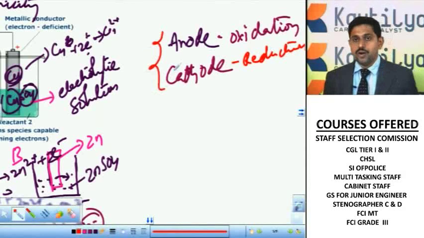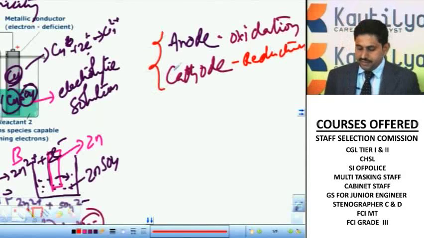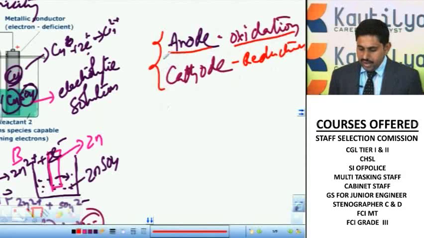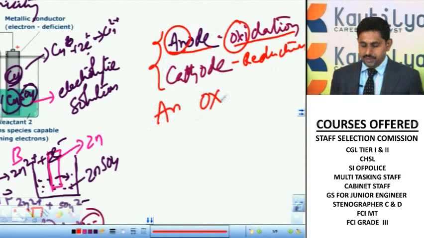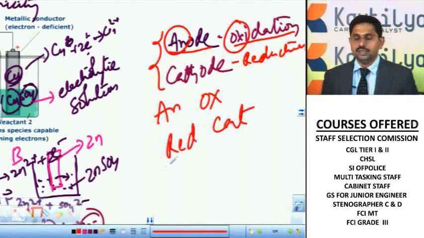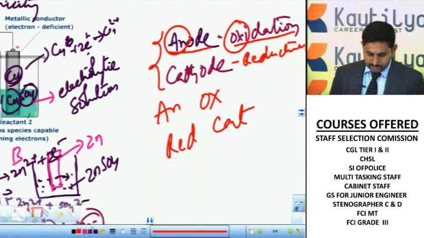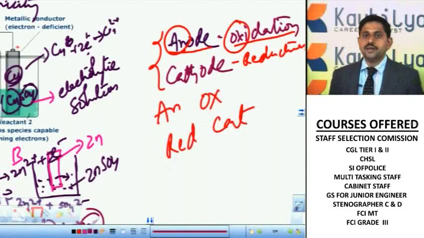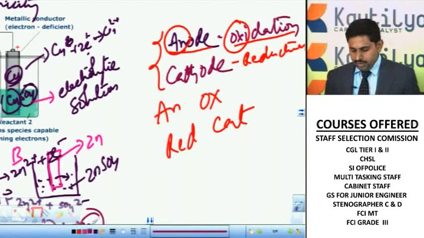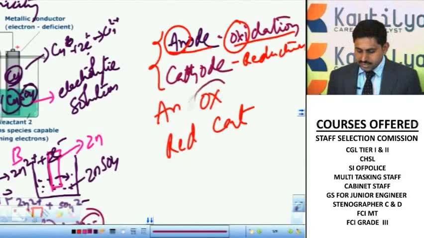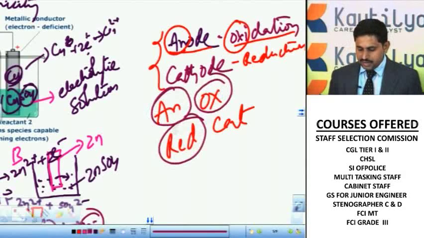In the case of electrochemical cells, at the anode oxidation takes place, and at the cathode reduction takes place. Simply to remember: An Ox, that is, anode oxidation takes place, and Red Cat, that is, reduction takes place at the cathode. Like this you can remember. There may be a question in electrochemical cells: oxidation takes place at anode, reduction takes place at cathode.